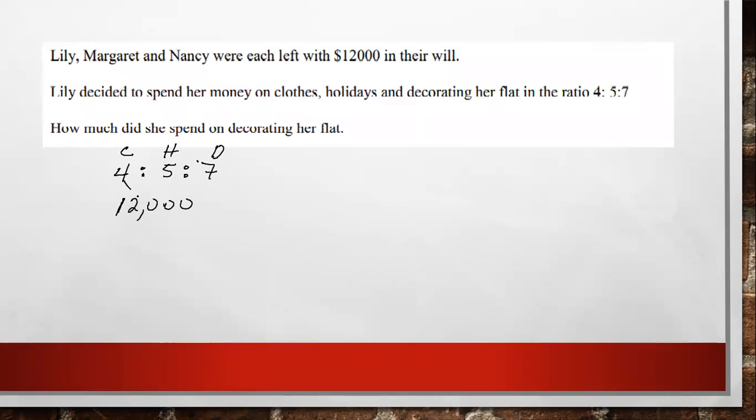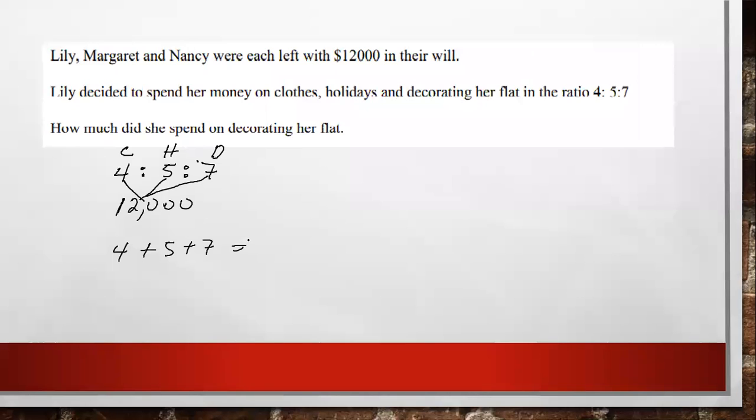Now, this money was shared among these different parts. The 4, 5, and 7 all together shared this 12,000. So this 12,000 is for the 3 different items. It's not for only clothes, it's not for only holidays, it's not for only decorating. So what we are going to do is, since this 12,000 is for the 3 items, we add up these 3 things first: 4 + 5 + 7.